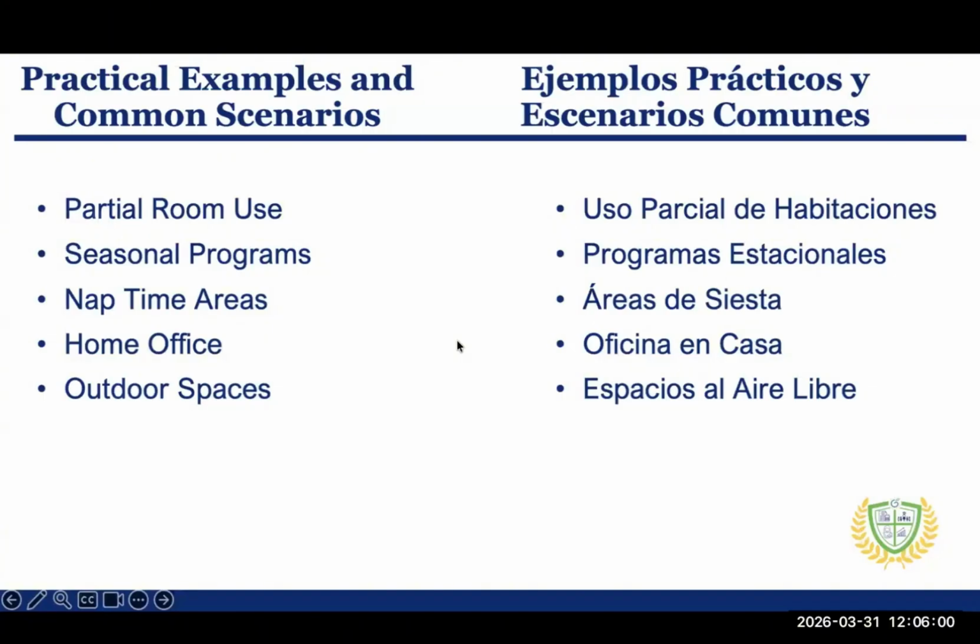The nap time question. Let's say we wonder if we should count bedrooms used only for nap time. And the answer is yes. Even if a space is used for only part of the day, it's still counted in your regular use calculations.